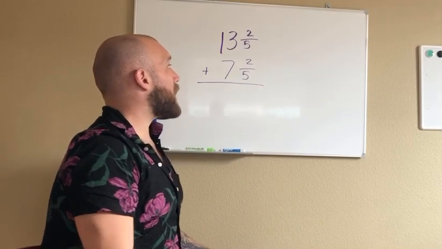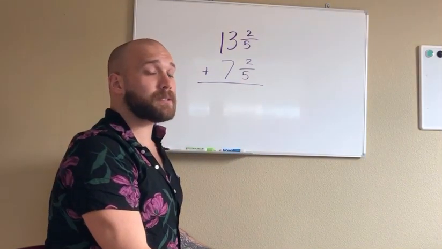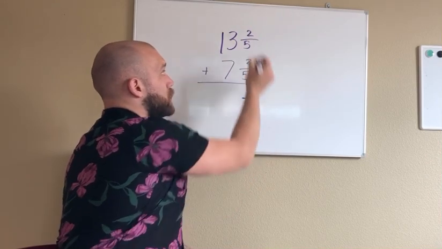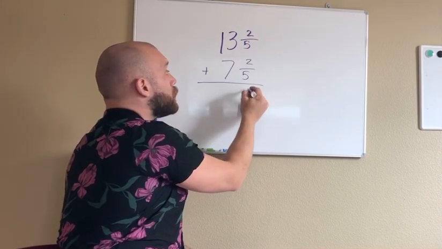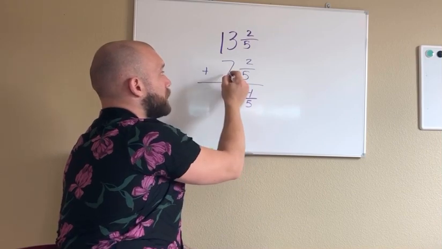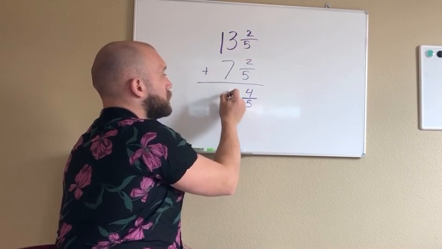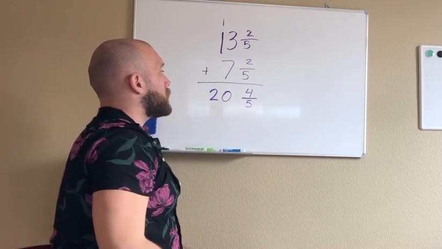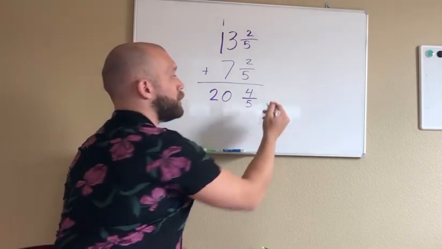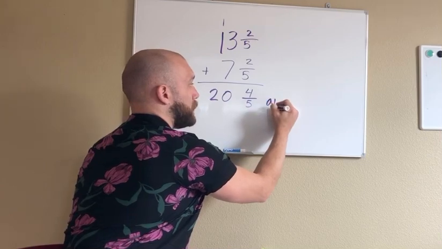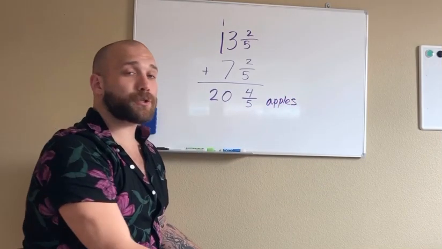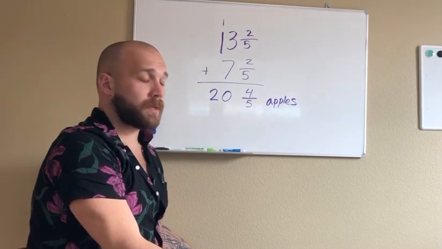Now remember, when you add fractions, the denominator stays the same. So I know this is going to be in fifths. 2 plus 2 is 4. 7, 8, 9, 10, 0, carry the 1, and 20. So together they had 20 4/5 apples. Make sure you're labeling your answer.